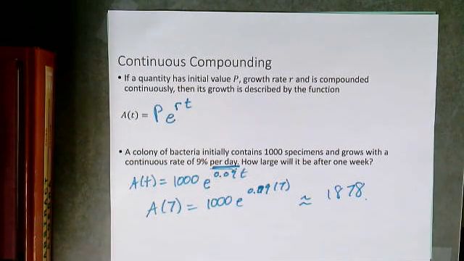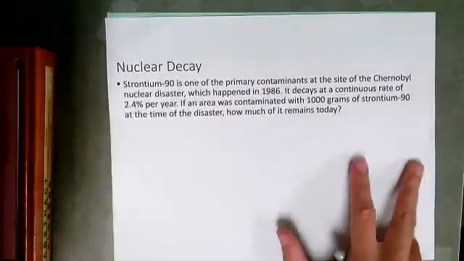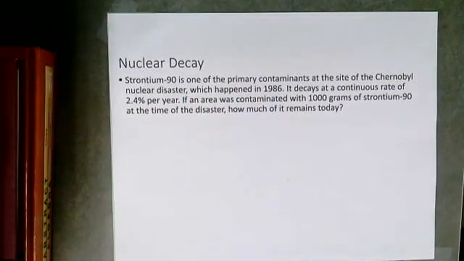There's a lot you can do with continuous compounding. And another one is continuous decay. So, strontium-90 is one of the primary contaminants at the site of Chernobyl's nuclear disaster, which happened in 1986. It decays at a continuous rate of 2.4% per year. If an area was contaminated with, say, 1,000 grams to start with of strontium-90, at the time of the disaster, how much of it remains today?